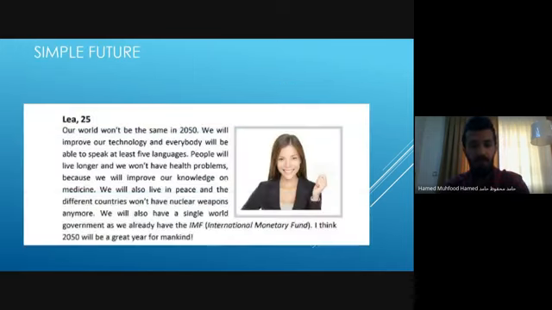What does Lee say about the world in 2050? Our world won't be the same in 2050. We will improve our technology and everybody will be able to speak at least 5 languages. People will live longer and we won't have health problems because we will improve our knowledge on medicine. We will also live in peace and the different countries won't have nuclear weapons anymore. We will also have a single world government as we already have the IMF. I think 2050 will be a great year for mankind.